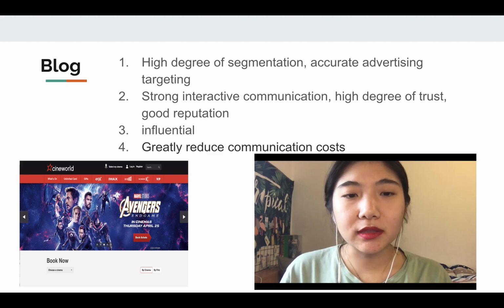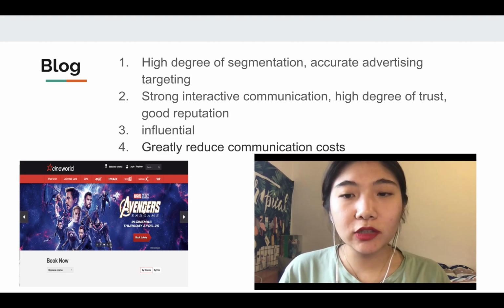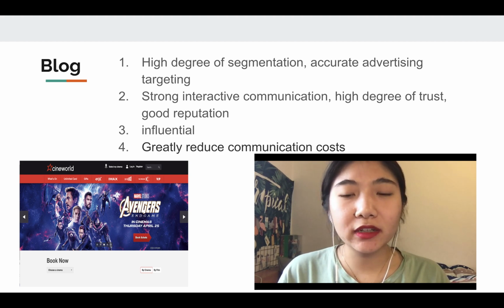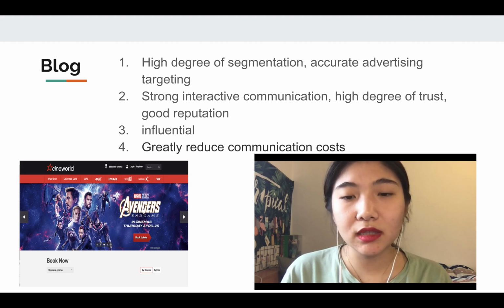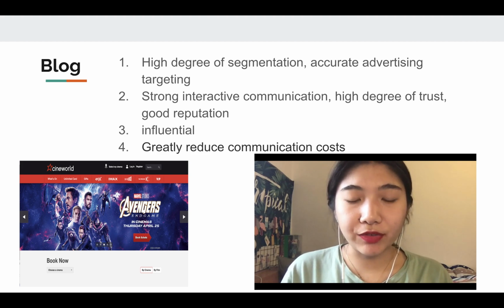The final point is greatly reduced communication costs. The cost of word-of-mouth marketing is mainly due to the focus on educating and stimulating a small number of vulnerable populations, namely the education and development of word-of-mouth opinion leaders, so the cost is much lower than other forms of advertising of the masses, and the result can often be more effective.